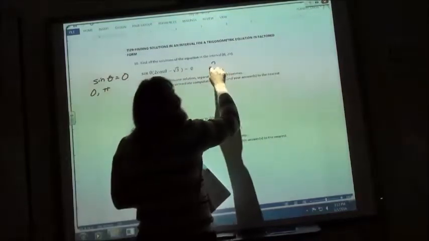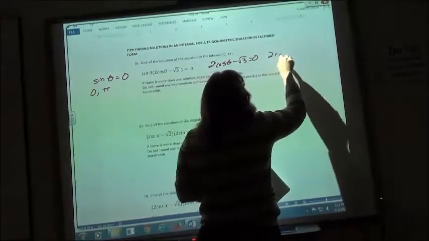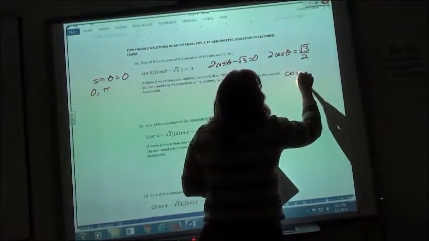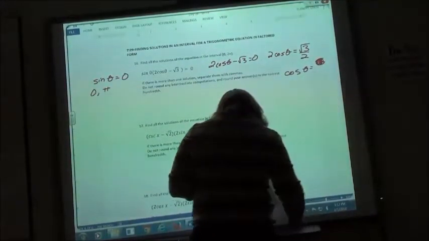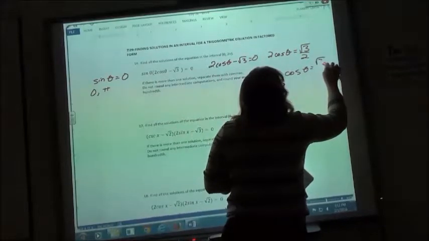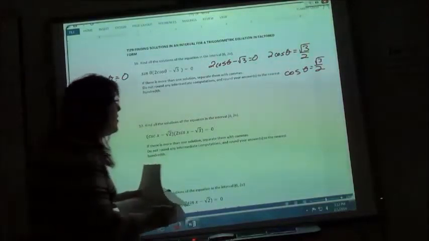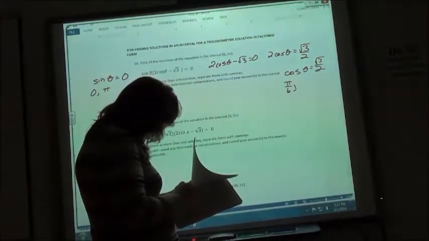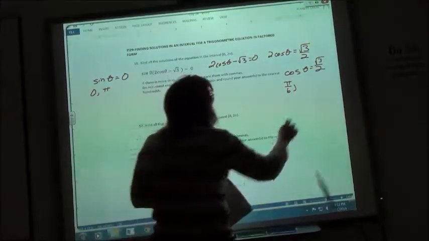Over here, we would say 2 cosine of theta minus the square root of 3 equals 0. So 2 cosine of theta equals a positive square root of 3. We would divide by 2. So cosine of theta would equal square root of 3 over 2. So again, I'm just going to look up in my table. Under my cosine, square root of 3 over 2, I have pi over 6. Cosine of theta equals square root of 3 over 2 is also at 11 pi over 6.